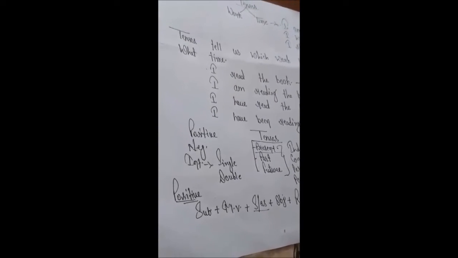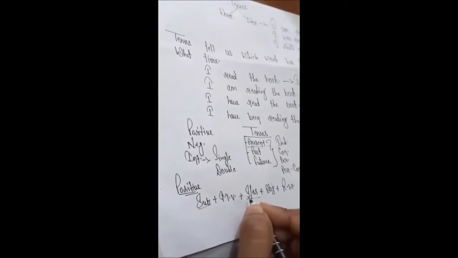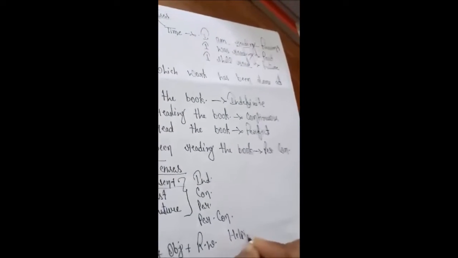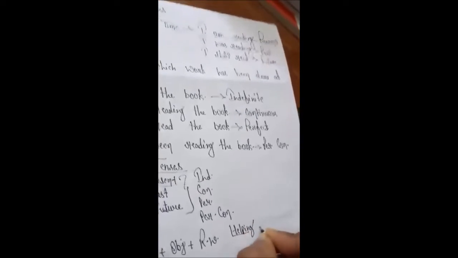We don't use the morphemes in all the sentences. If our subject is singular number, only then we will use this morpheme. Basically, the helping verb of present indefinite tense is do.